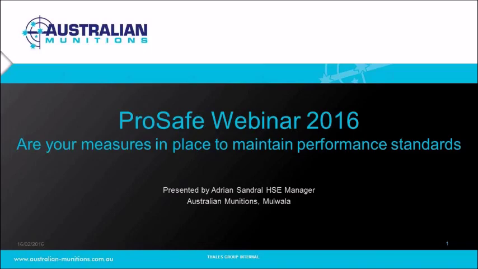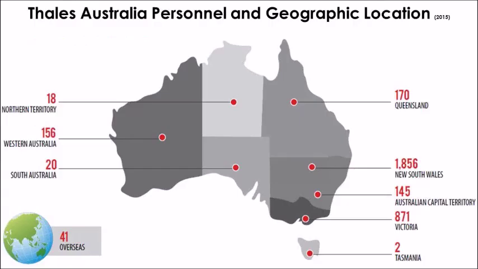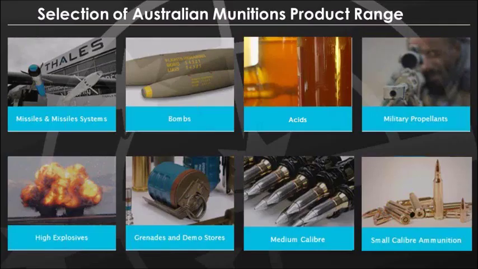Now let's begin. I'm the Health, Safety and Environment Manager at Thales Australia, and I'm at the Mulwala facility. The quantities of hazardous chemicals and dangerous goods at the Mulwala facility significantly exceed the Schedule 15 threshold limits under the Australian Work Health Safety Regulations. The site operates as a licensed major hazard facility under those regulations, and we operate under the national regulator Comcare.